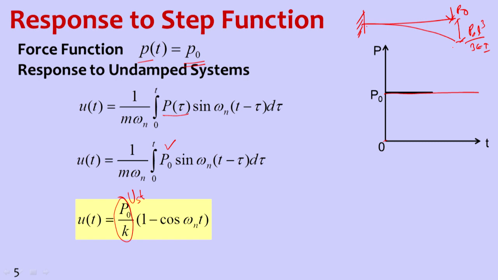So exactly this, like P0 by 3 EI by L cube. This K means this value, so K is the stiffness of the cantilever beam. So that is the static deflection part, multiplied by 1 minus cos omega nt, which is the dynamic part.